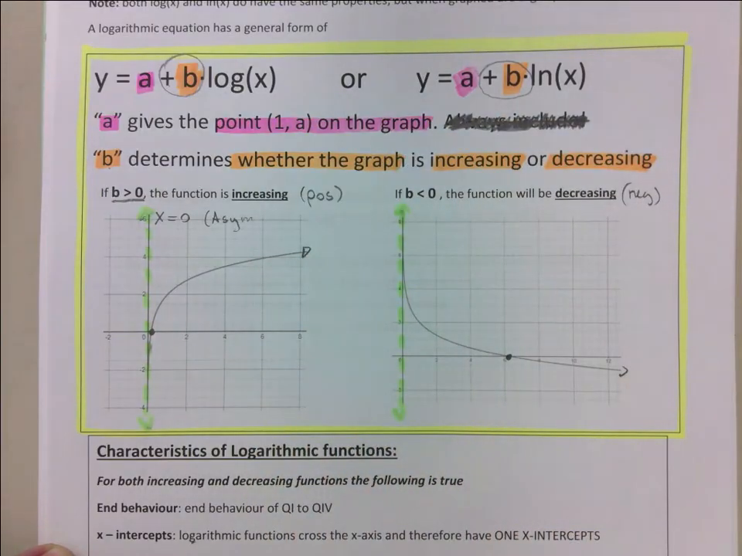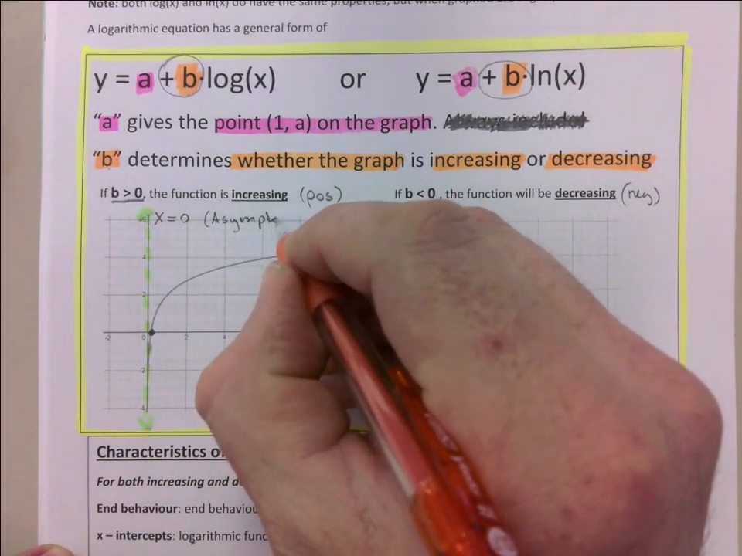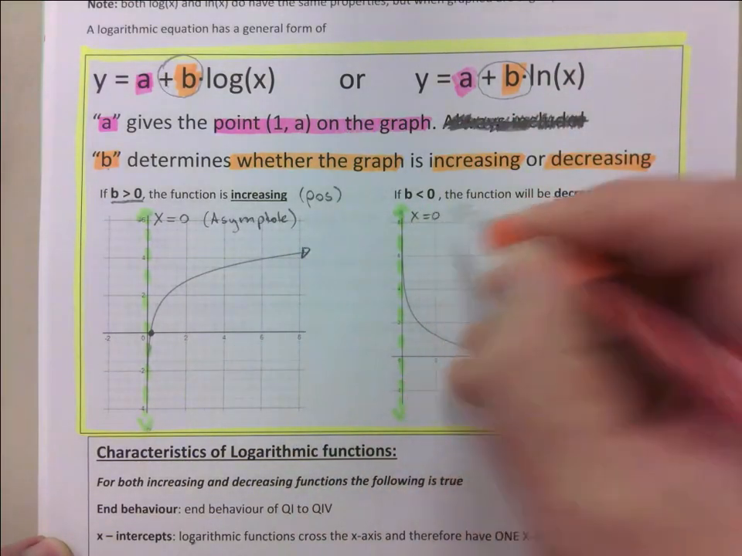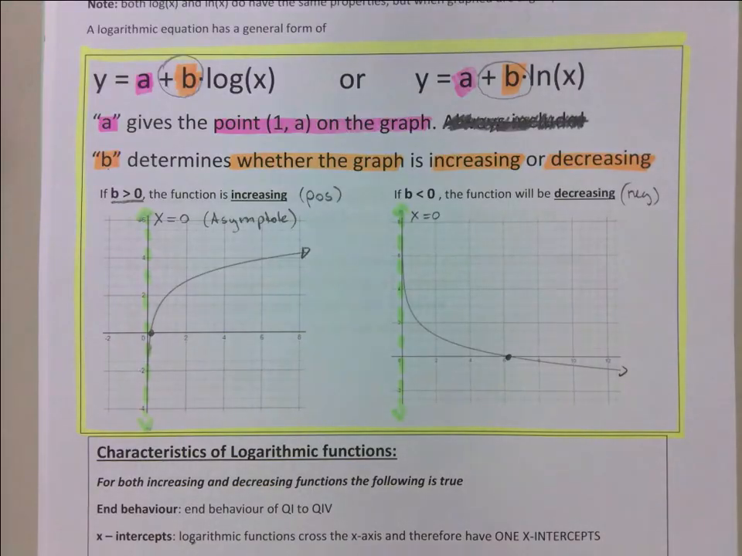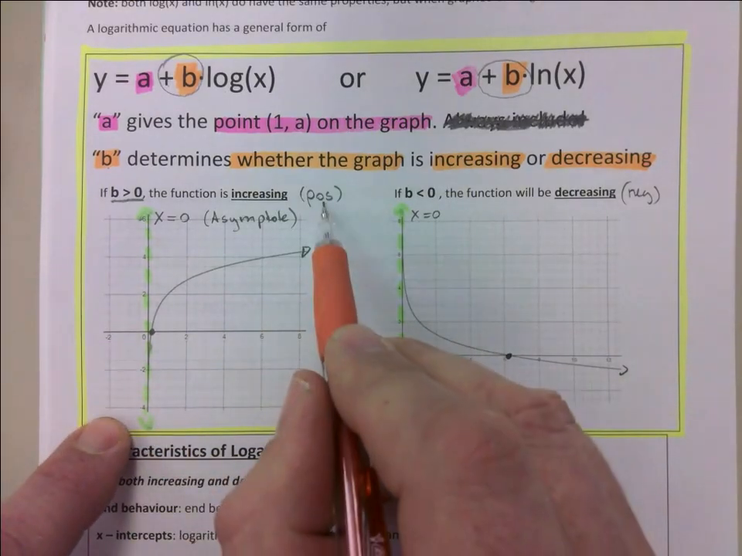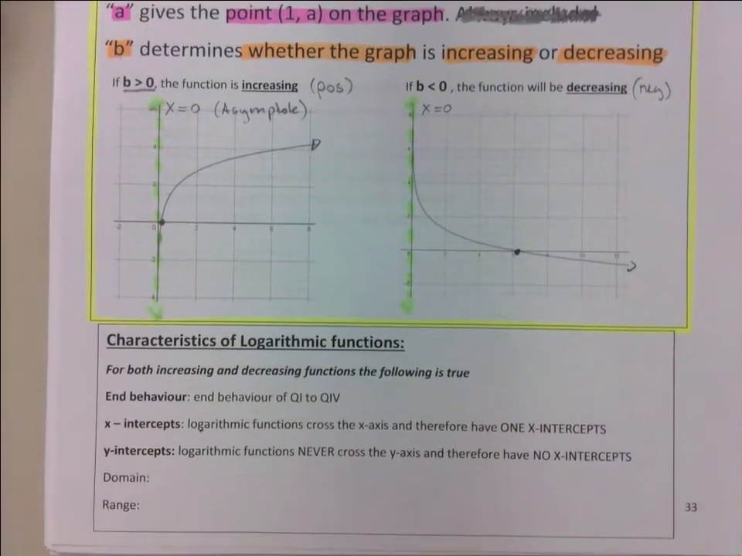What happens? Come on. Asymptote. Okay, same here. X is equal to 0 is also the asymptote there. So increasing, decreasing. It's basically the sign of B. Okay. Next.